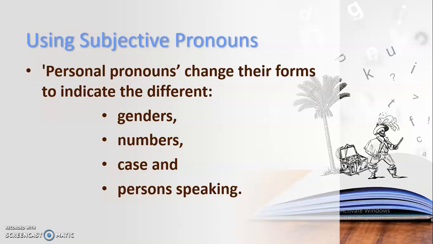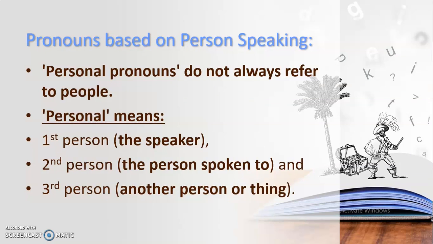How do we use subject pronouns in the English language? Personal pronouns change their forms to indicate the different genders, numbers, case, and the person speaking, as we have said earlier. So let's see them one by one. Pronouns based on person speaking. Personal pronouns do not always refer to people, as the name suggests. Personal means first person, the speaker, second person, the person spoken to, and third person, another person or thing.